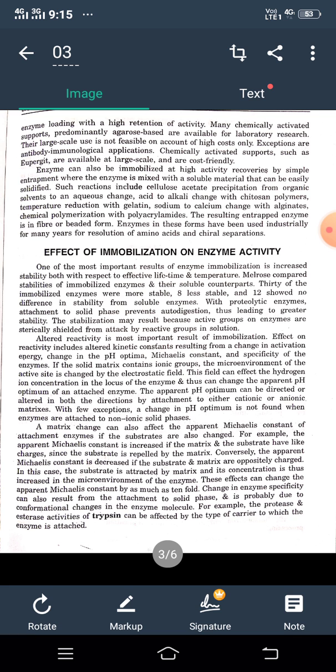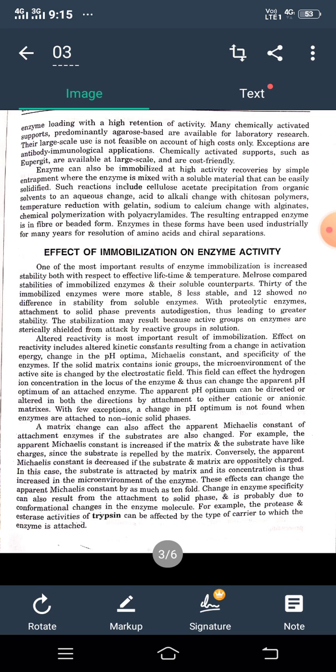Many chemically activated supports, predominantly agarose-based, are available for laboratory research. Their large-scale use is not feasible on account of high cost only. Exceptions are antibody immunological applications. Chemically activated supports such as Eupergit are available at large scale and are cost friendly.